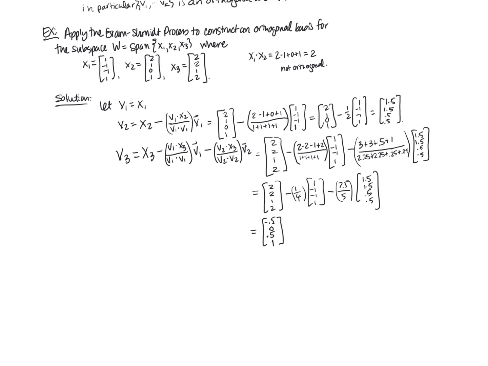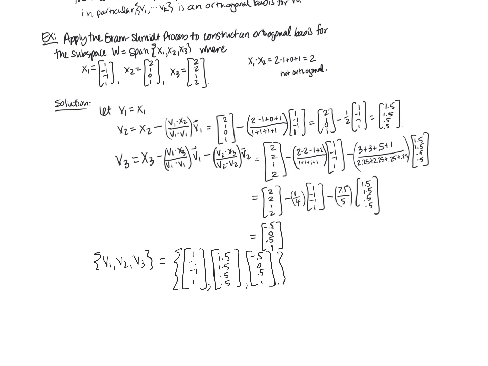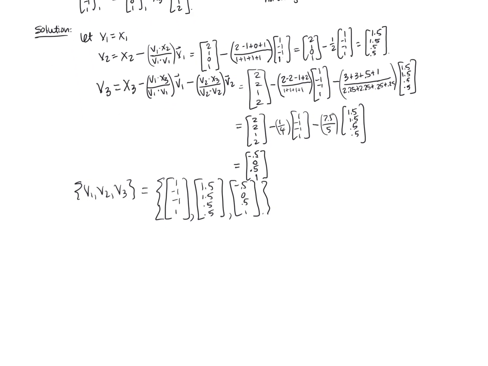Okay, and so now I have my bases. So my v1, v2, v3 is equal to this set. v1 is x1, 1, minus 1, minus 1, 1. v2 is that guy, 1.5, 1.5, 0.5, 0.5. And then v3 was negative 0.5, 0, 0.5, 1. Now, let's just check. Can we check to see if these guys are orthogonal? Because we did this whole process to show they're orthogonal, but let's just show it.